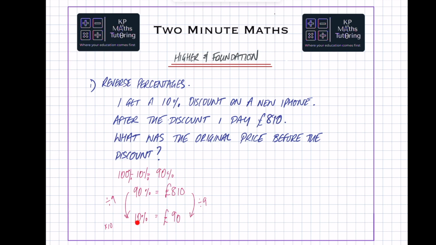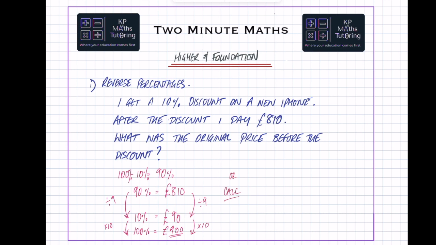Then you've got to think to yourself, how do I get this 10% to 100%? Well, I times it by 10. So 10 times 10 gives you 100. Therefore I've got to times this side by 10 as well, which gives me 900. And then if you check that, if you find 10% of 900, which is 90, and take it away, you would get 810. So that's one quick way of doing it.